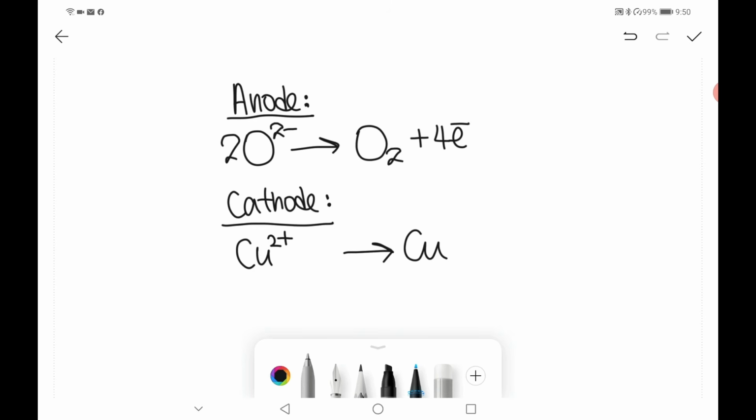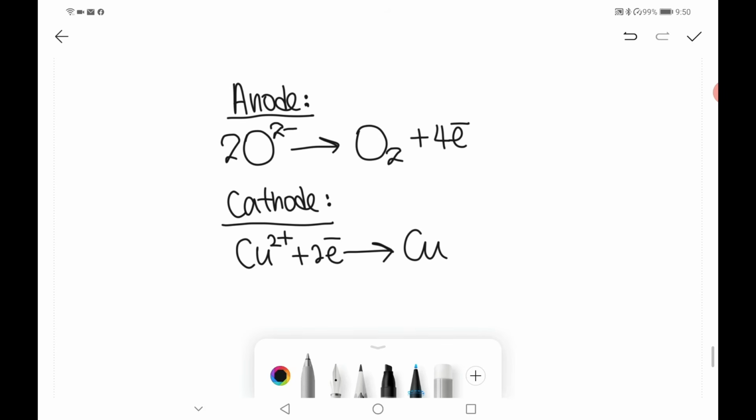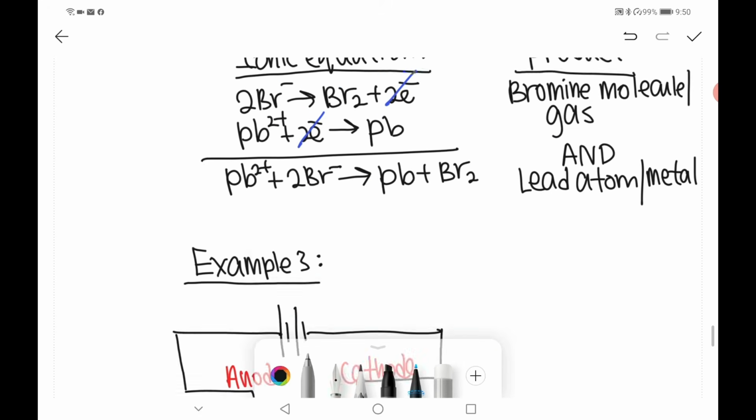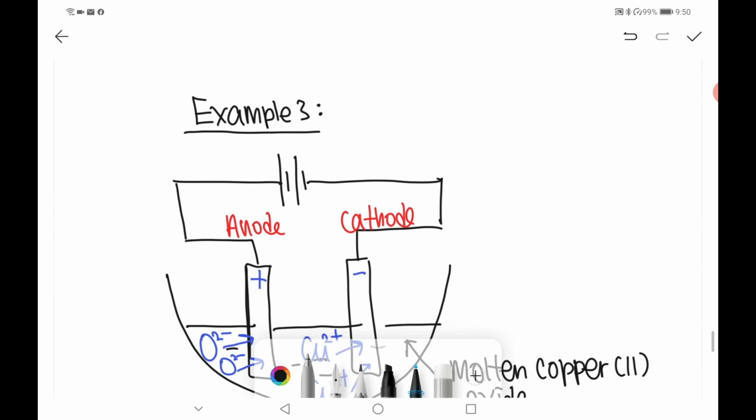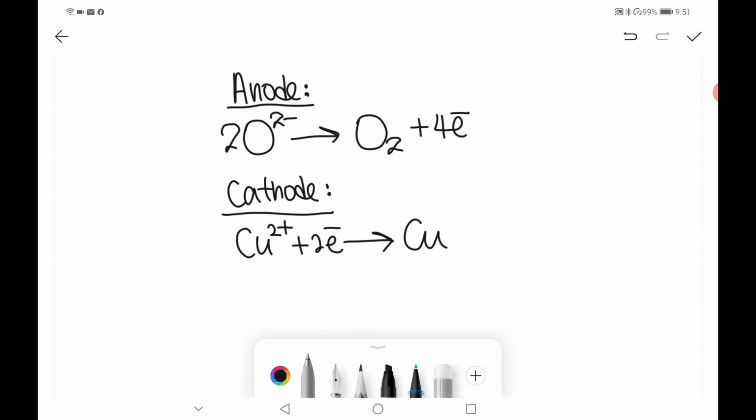Now we need to check the charge. Left hand side, the total charge is +2. Right hand side, the total charge is 0. The charge difference is 2. We need to put 2 electrons on the more positive side. By doing that, we successfully get the 2 half equations. Once we have the half equations, the rest is easy.